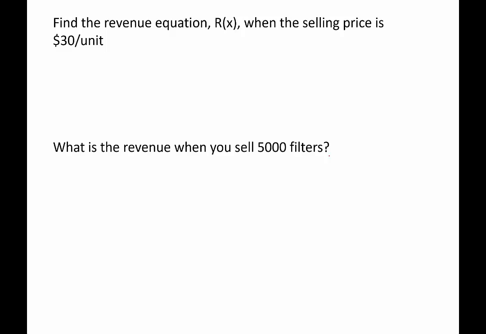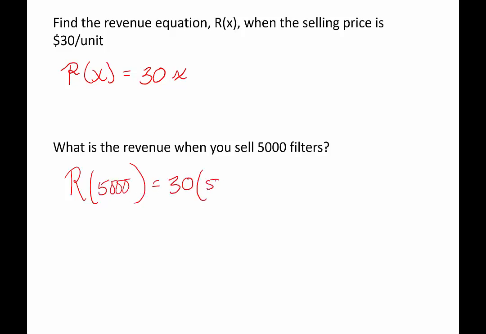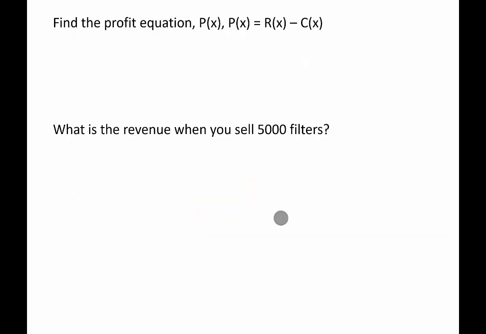Find the revenue, R of X, when the selling price is $30 per unit. Revenue of X is equal to 30X. What is the revenue when you sell 5,000 filters? Revenue of 5,000 equals 30 times 5,000. So that is $150,000. Don't forget units. So dollars, units, whatever the context of the equation is.